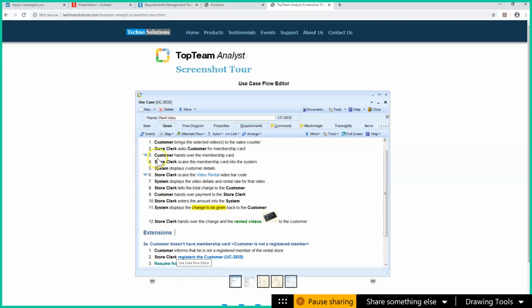And so you'll see that the customer hands over a membership card. What if they don't have it? I jump down to my extension: customer doesn't have a card. So this is what a use case typically looks like.